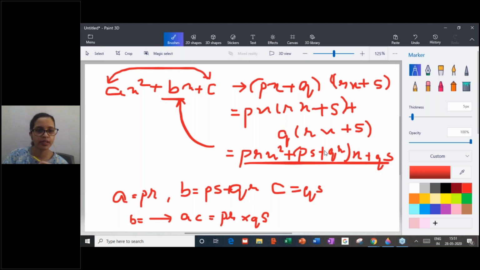Got it? Am I confusing you? Is this going over your head? So basically, I have considered a quadratic equation here. Since the highest degree of x is 2, you will have two factors. I've just taken two factors randomly, assuming x will have a coefficient in both the factors. Then I opened the bracket, simplified it, and compared it to the standard equation ax squared plus bx plus c. From there, I can say that a is pr. What am I trying to prove? How do we use splitting the middle term?